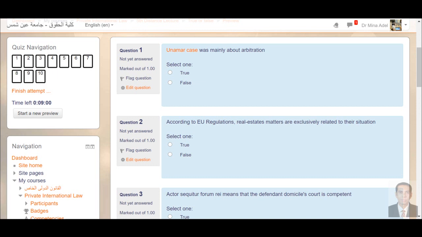Okay, of course, as you know, we talked about arbitration, but Unamar case is mainly about loi de police. So it's not mainly about arbitration. We don't talk about arbitration here. Of course, it's about arbitration in just a subsidiary way, but the main part was about the loi de police. So it is false.